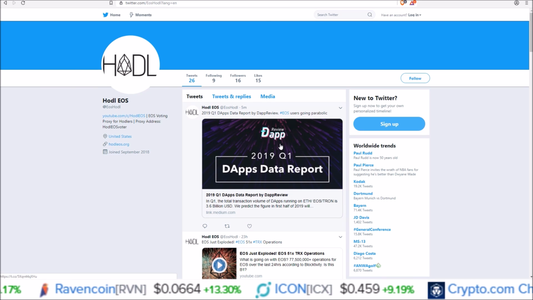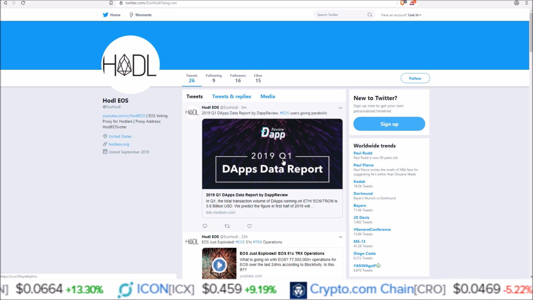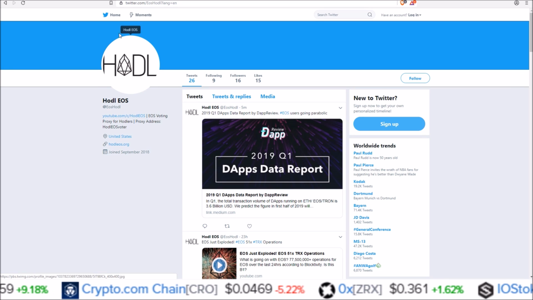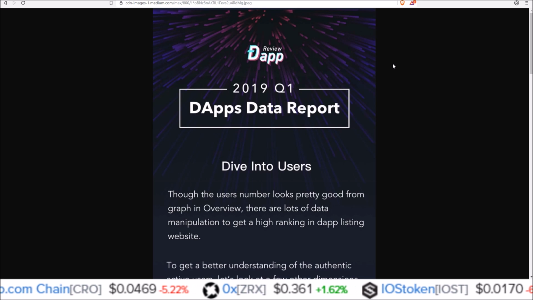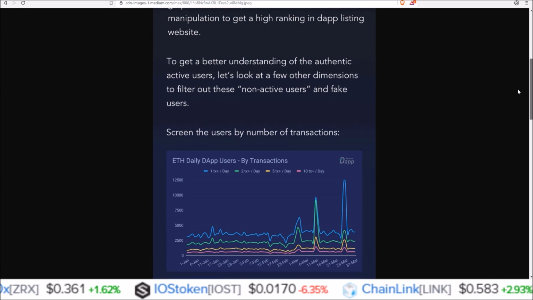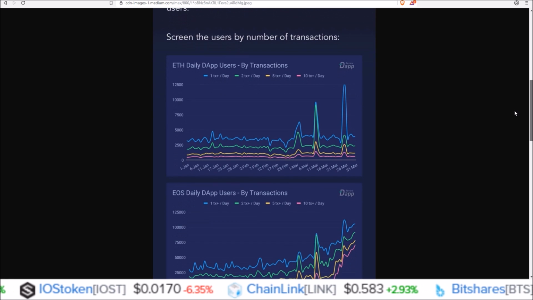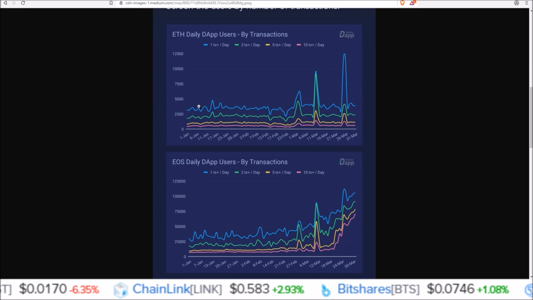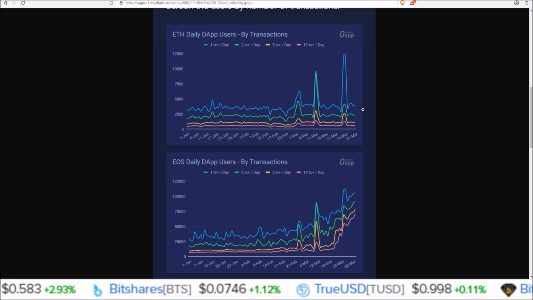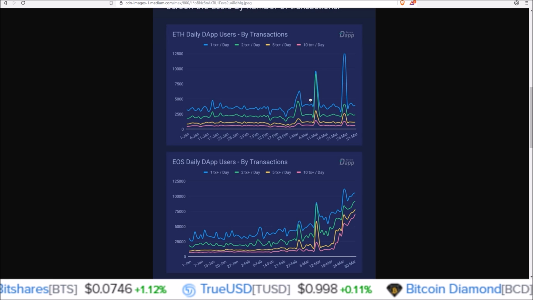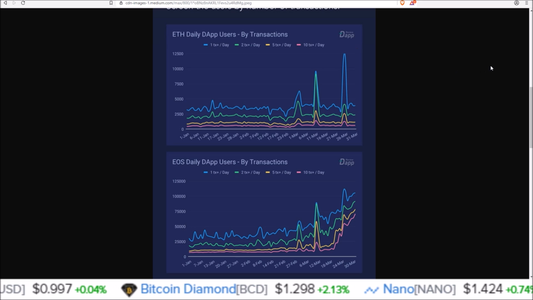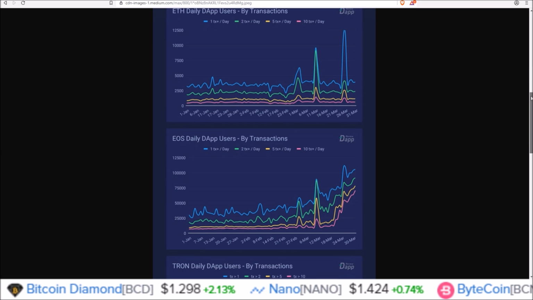I found the DApp Review data report for Q1 of 2019, and there is some really interesting data in this report. If we scroll down to the daily DApp users by chain, Ethereum at the top here is pretty much flat, a slight increase, but more or less you could draw a line straight across this and touch almost every point for the number of daily DApp users sorted by the number of transactions they do in a day. Look at that compared to EOS.